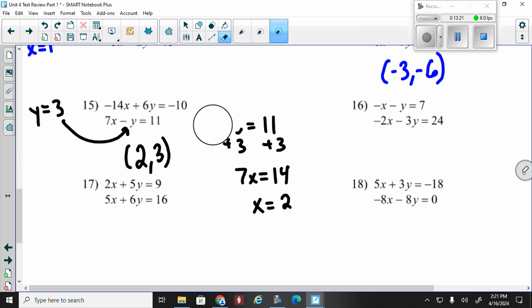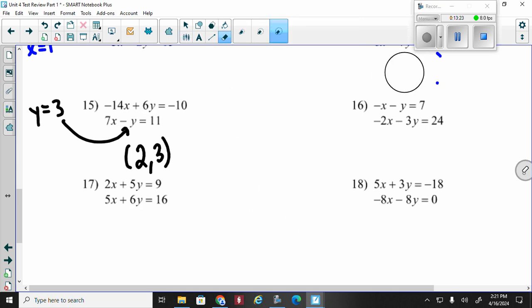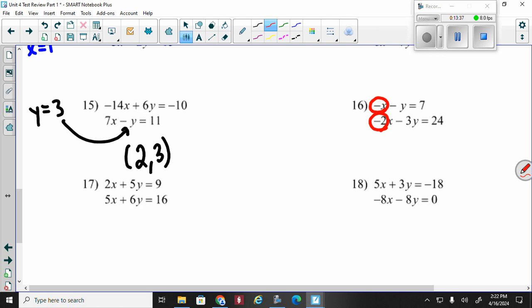Very, very simple. Now for question 16, I told you I wasn't going to do question 16. However, I'm just going to go ahead and set the problem up. So again, I always like canceling out x's. So if that's a negative 2x and that's just a negative x, I bet I could just multiply the top by negative 2 because we've got to make that positive.